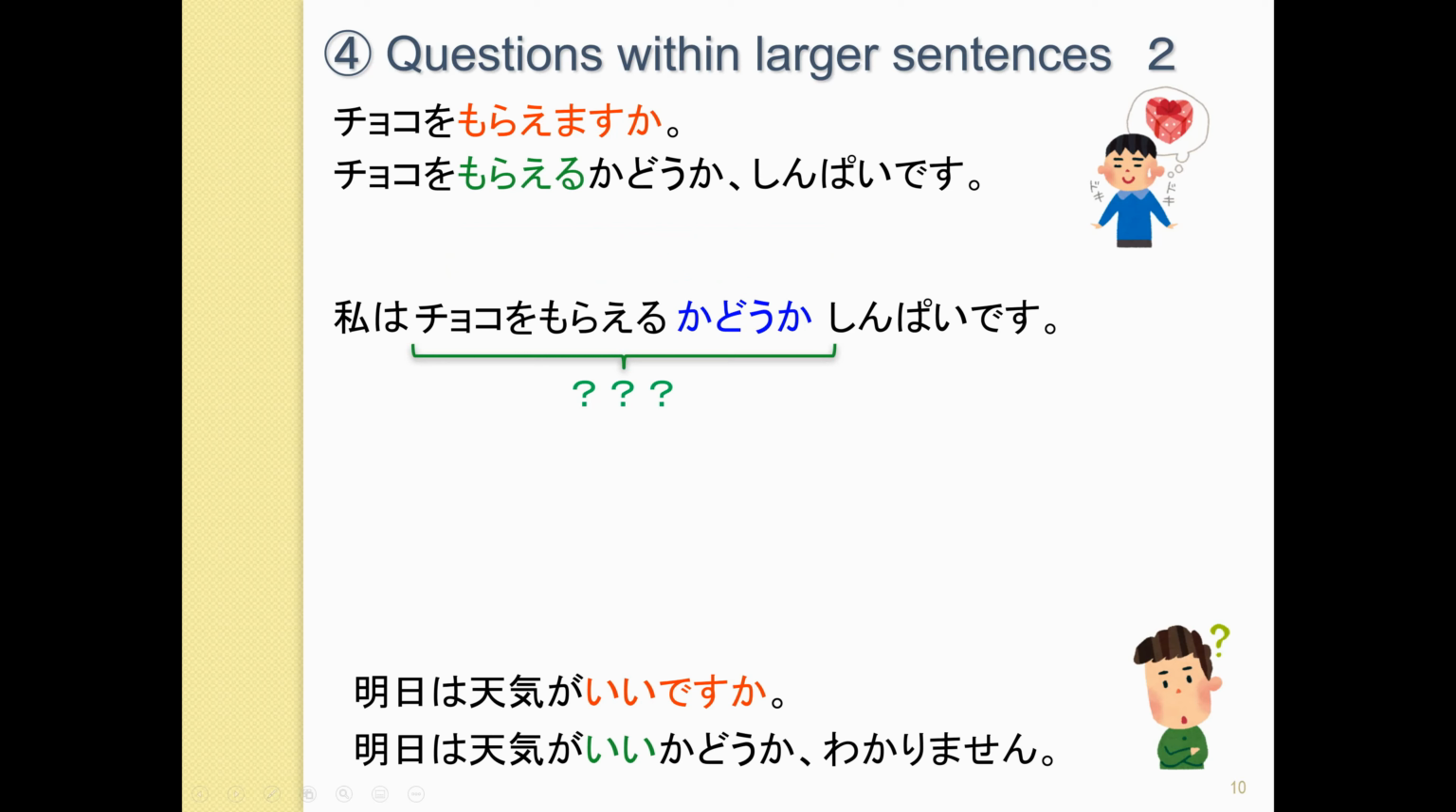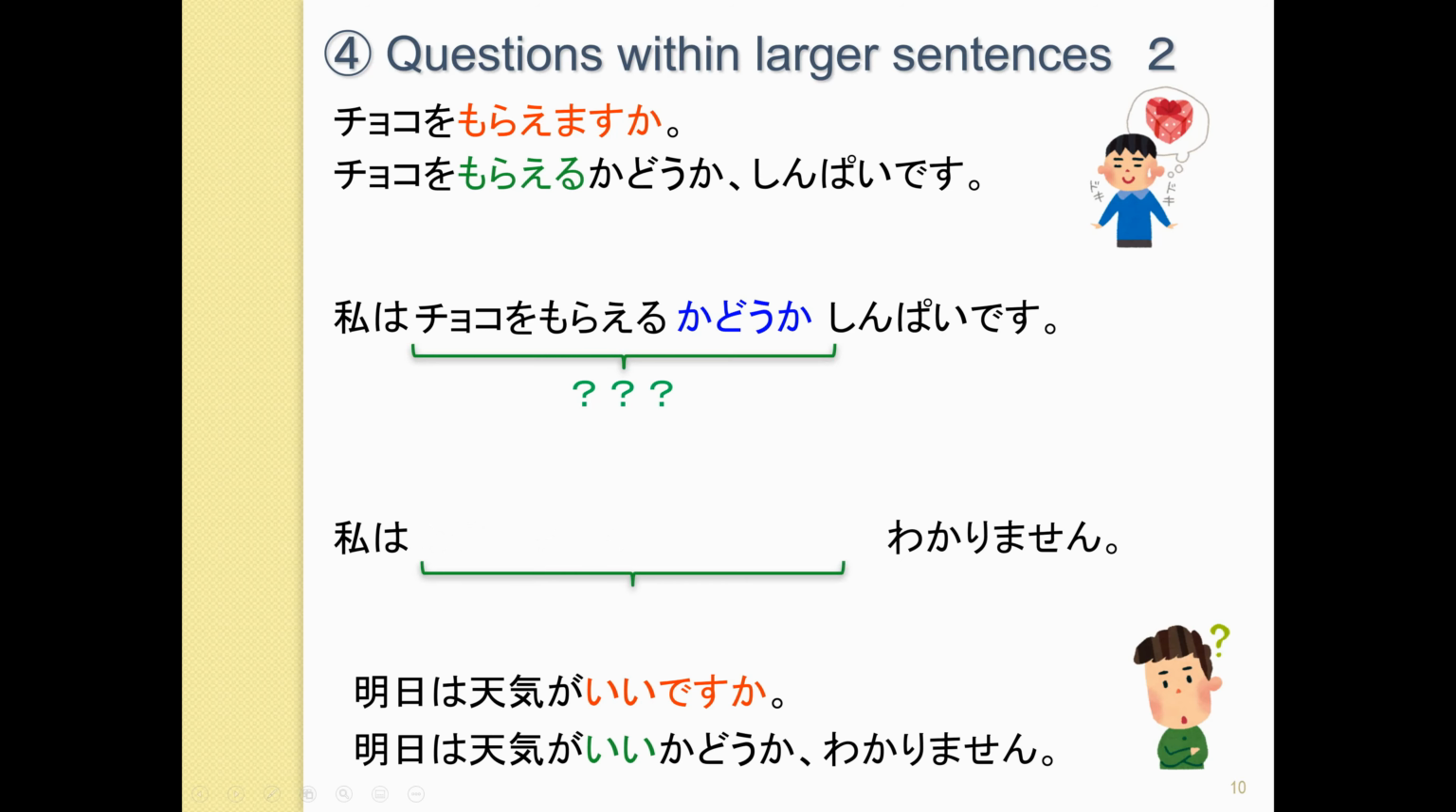I will get chocolate. So this かどうか, we can think of it kind of like in English we say whether or not, right? So I don't know whether or not I will get chocolate. I'm worried about whether or not I will get chocolate. Or we can say 私はわかりません. I don't know. What don't I know?